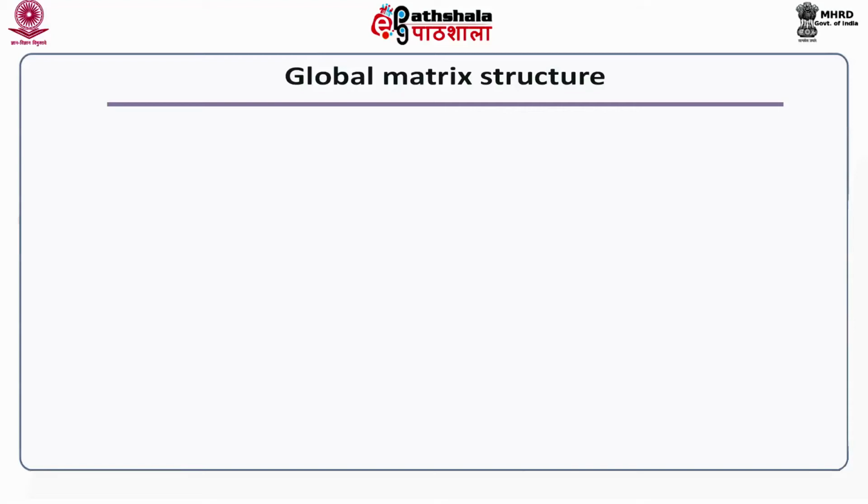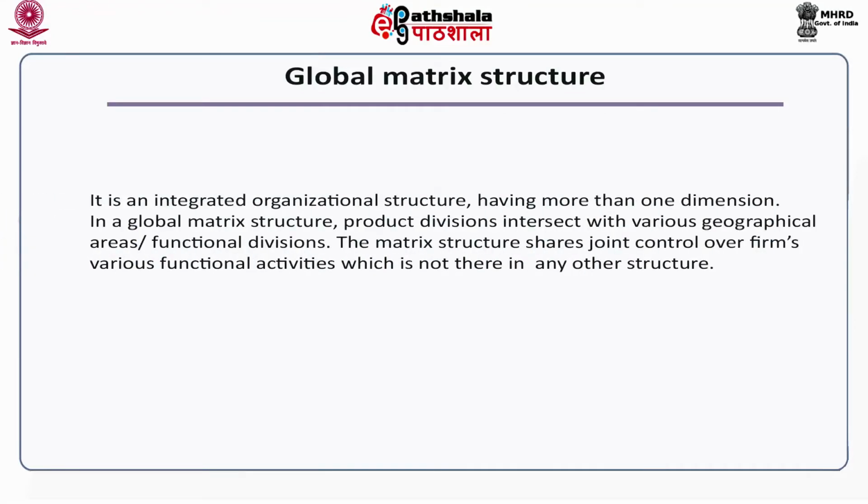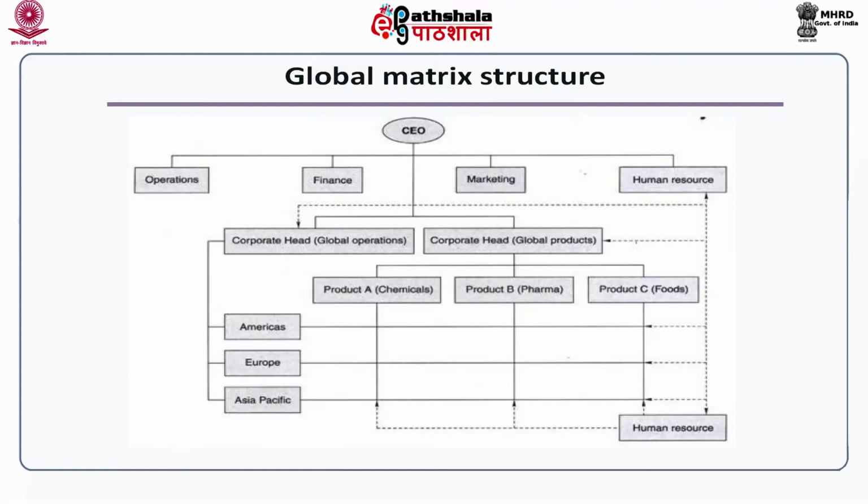Global matrix structure. It is an integrated organizational structure having more than one dimension. In a global matrix structure, product divisions interact with various geographical areas or functional divisions. The matrix structure shares joint control over firms' various functional activities which is not there in any other structure. The global matrix structure has been depicted in the figure.